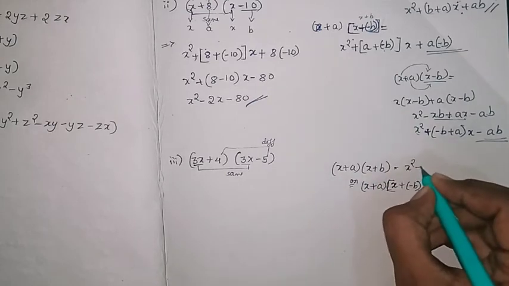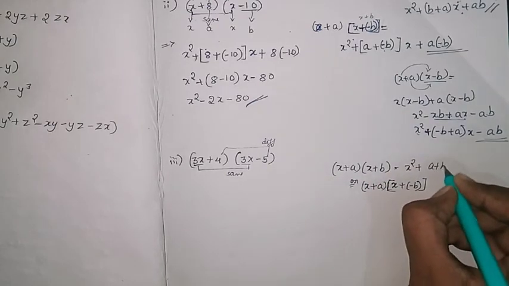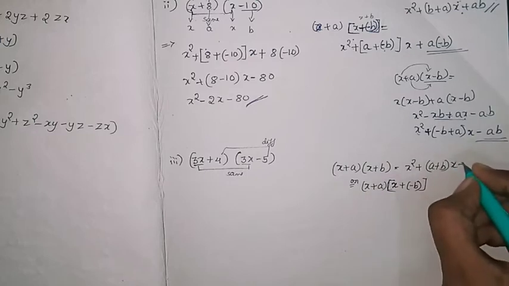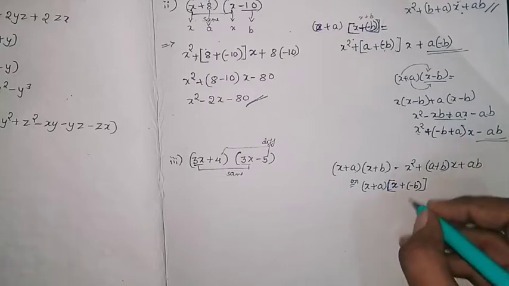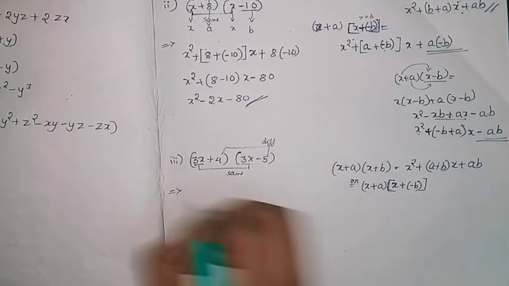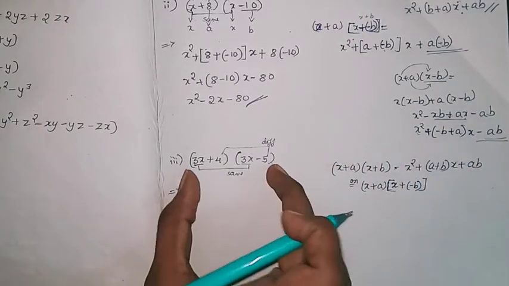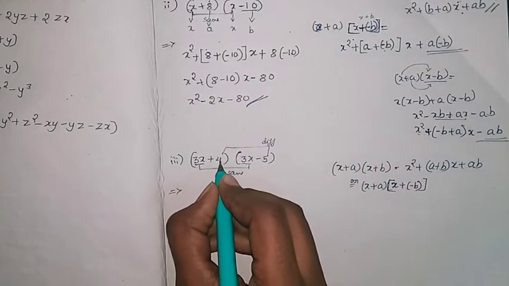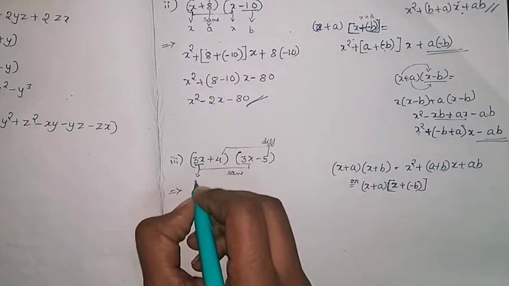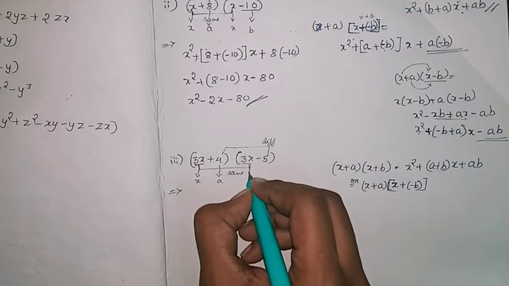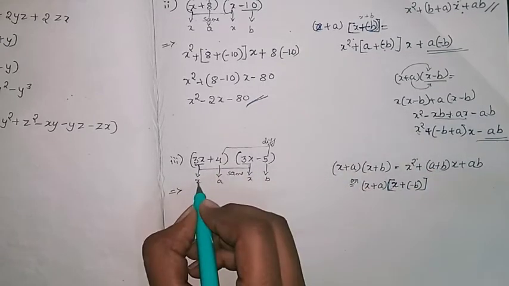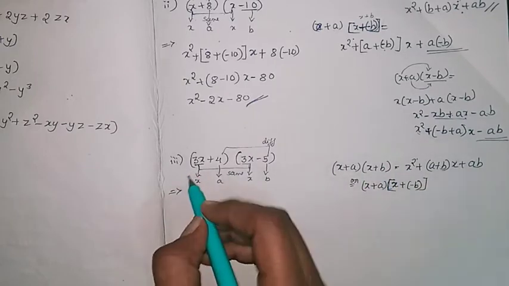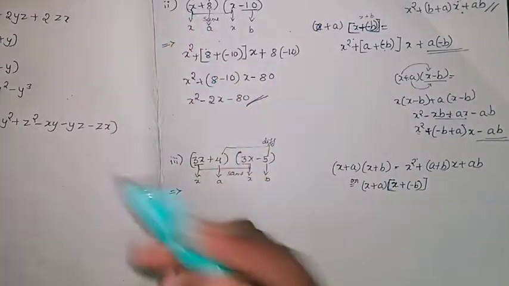x square plus of a plus b into the bracket, x plus of ab. So this only we will adjust. So on the basis of this formula I will adjust this one. So x plus a, x plus b. So this is the x term, this is the a, this is the x term, and this is the b term. So x square, which is the x here. So you can observe before this the x only was given, so you can write easily.